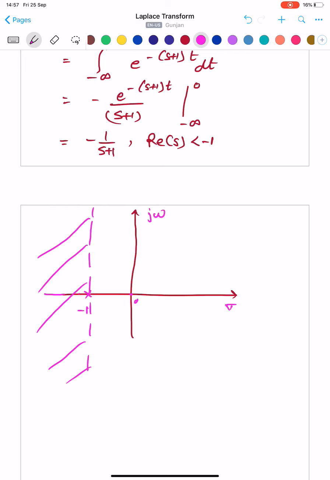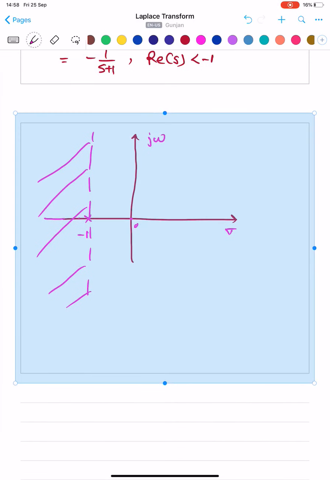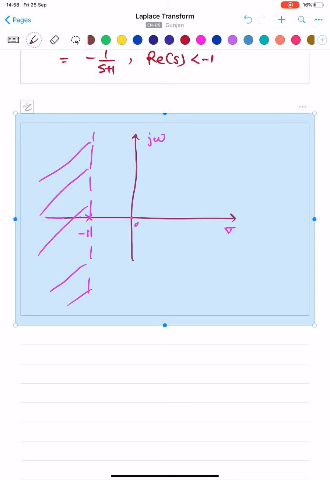Now if I say that minus 2 is in the ROC for a left-handed sequence, then all the points on the left-hand side will also be in the ROC. So minus 2 will also be in the ROC. That is what this property says. If a point, say minus 1, is in the ROC, then all the points on the left-hand side will also be in the ROC for a left-handed sequence. For a right-handed sequence, it is on the right-hand side of that particular pole or point.